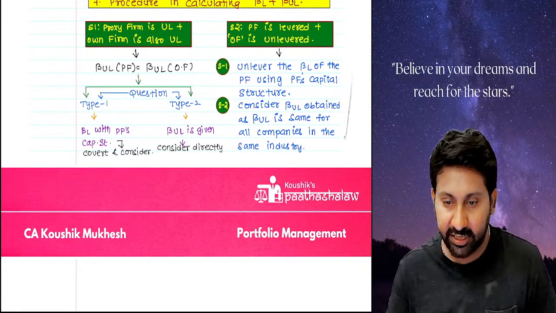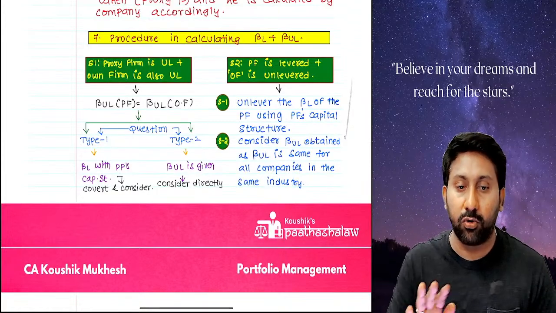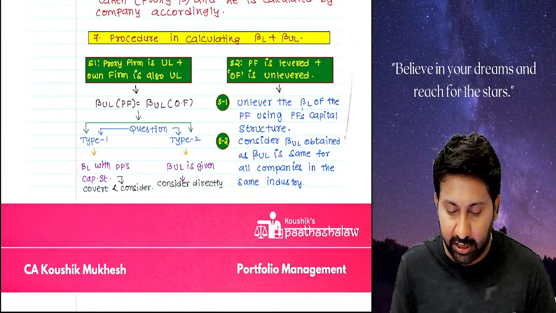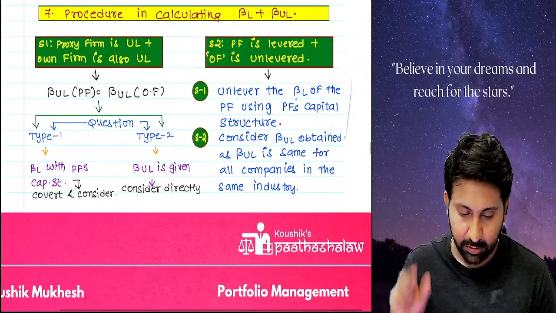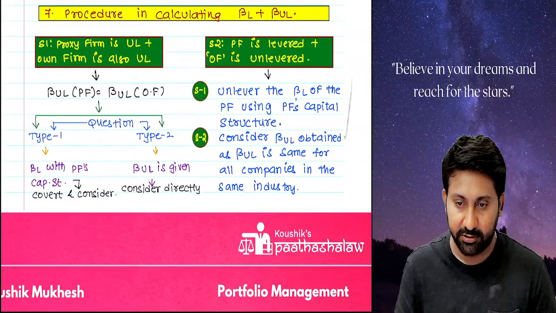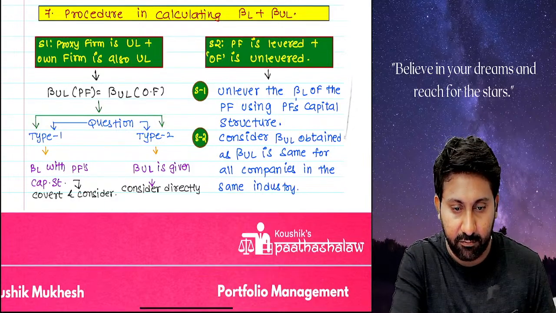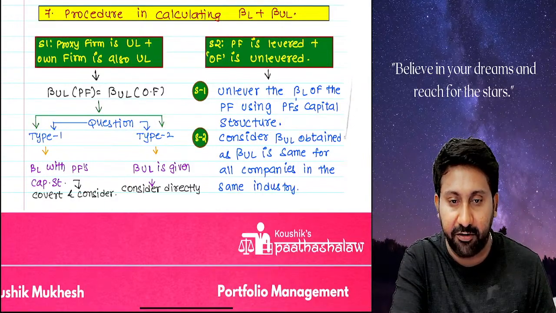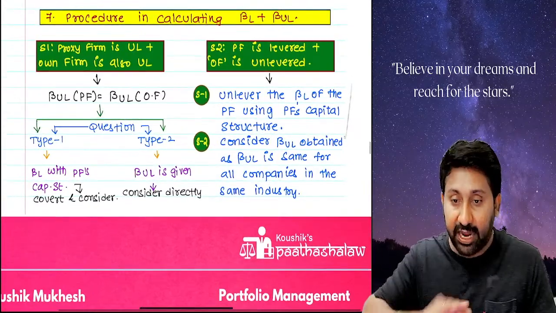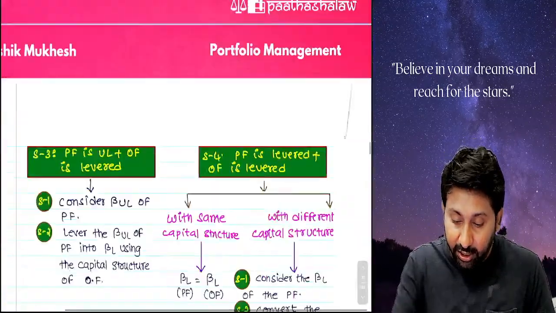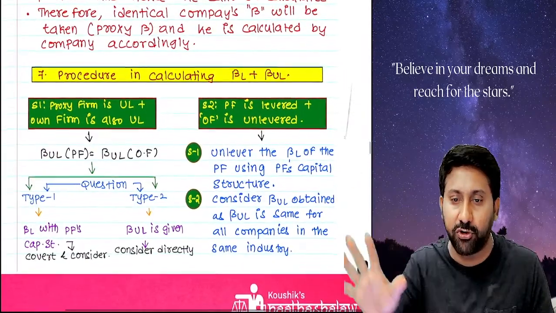Okay. See here. So the point is the procedure to do the levered and unlevered beta calculations. First, situation 1. Proxy firm is unlevered, and own firm is unlevered. If you can understand all these situations, any kind of question you can solve.